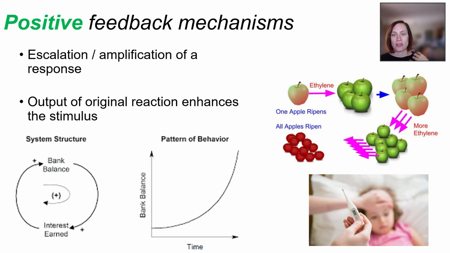Another example of this in your body is fever. So your body heats up as your body is fighting some kind of disease. That baseline metabolic rate, those chemical reactions are happening more and more, and therefore you're actually producing more heat, and then the fever keeps rising and rising and rising.